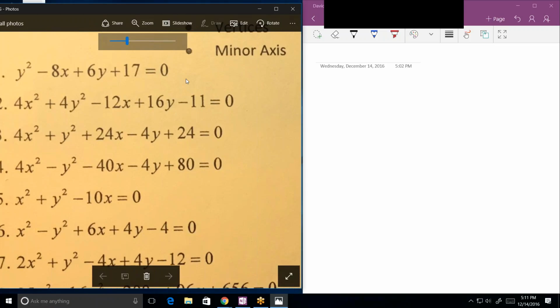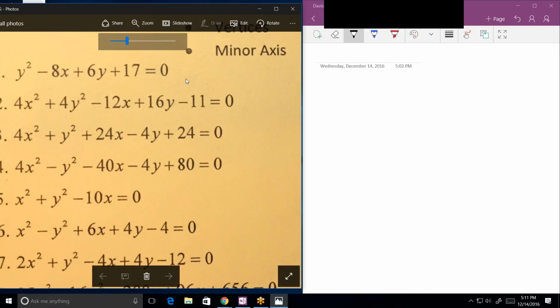Okay, there's a lot to memorize here. First of all, let me give you the general format for this parabola. And remember, this is a horizontal parabola because it's x equals y squared.